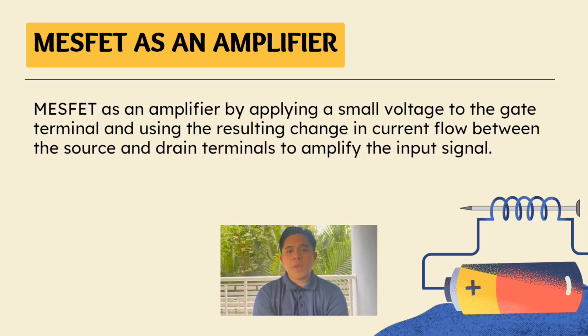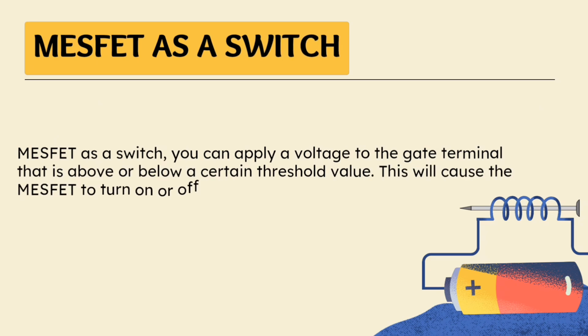The second, MESFET as an amplifier. MESFET works as an amplifier by applying a small voltage to the gate terminal and using the resulting change in current flow between the source and drain terminals to amplify the input signals.